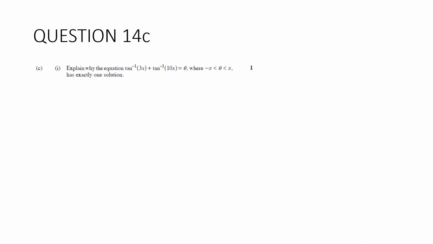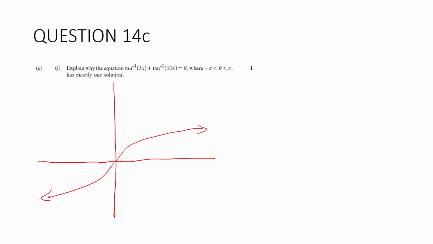14c. Explain why the equation inverse tan of 3x plus inverse tan of 10x equals theta, with theta between negative pi and pi, has exactly one solution. So we're going to do this graphically. And we'll start by graphing the curve inverse tan of x, which looks like this, and it has an asymptote at pi on 2 and another one down here at negative pi on 2.